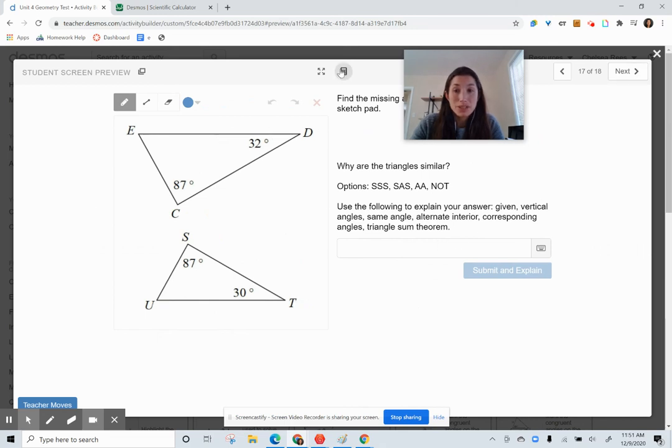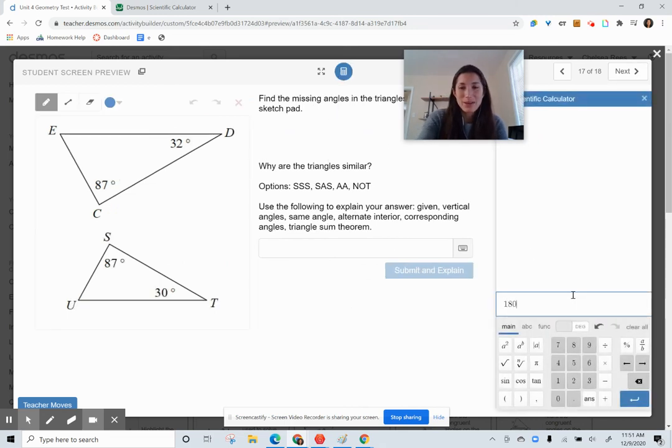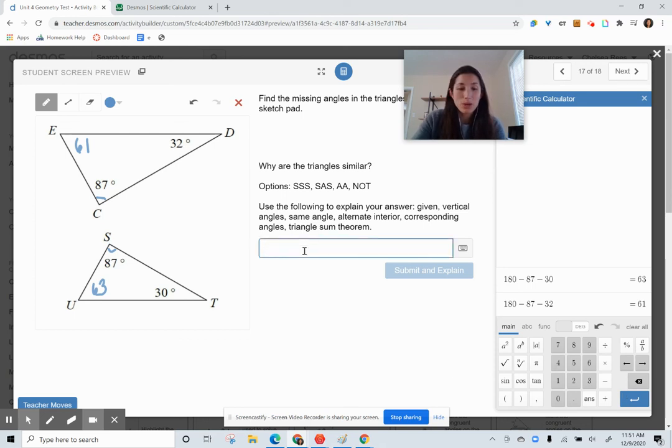Here we're also going to use the triangle sum theorem. So let's take 180. Let's subtract 87 and 30. And then we also have 180. We're going to subtract 87 and 32. So when we subtracted 32, this angle here is 61. We found this angle here was 63. So the only angle that's the same is the 87. And we need two angles that are the same for these triangles to be similar. So we're going to say that these are not.